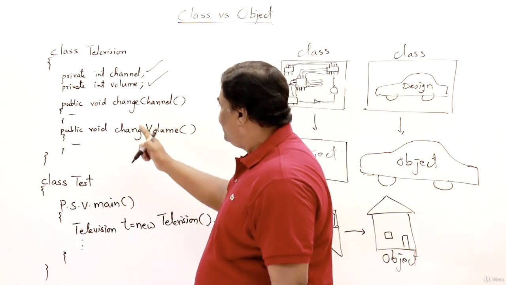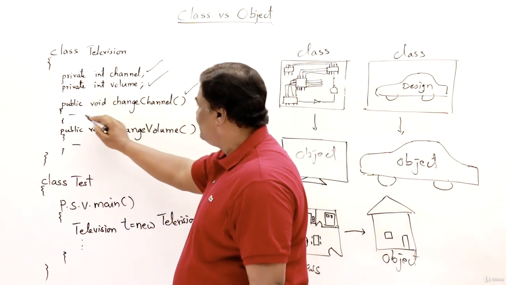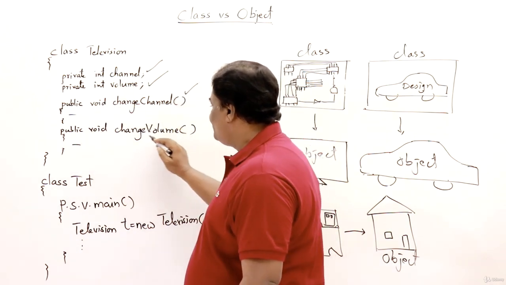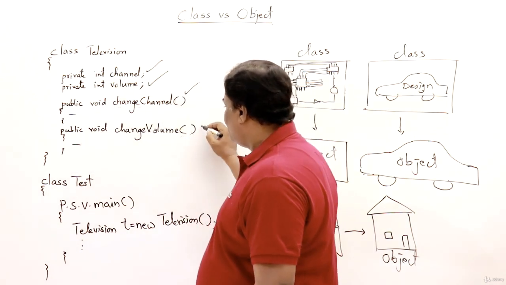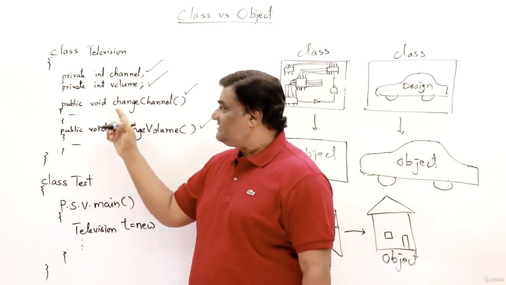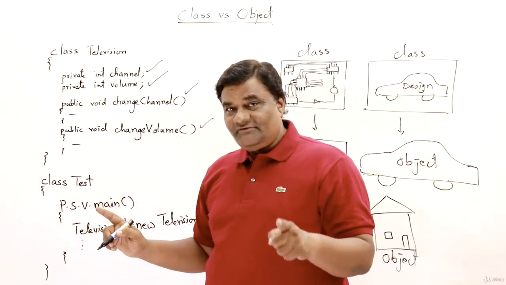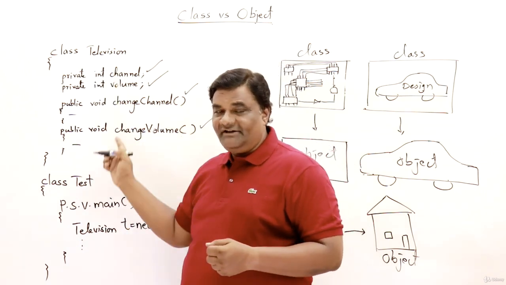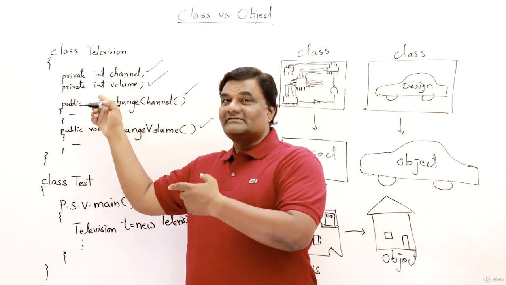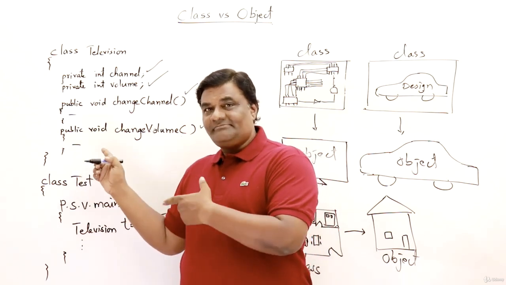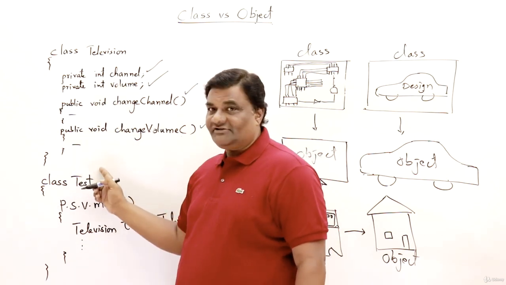So you can see there are two methods. Change channel is a method. Public void with brackets is a method, and change volume is also a method. So these two are methods. So a television is defined in terms of its properties and behavior. So that's what I said. Anything in the world can be defined in terms of its properties and behavior. Properties are written as data members and behavior is written as methods. So this is a class definition.